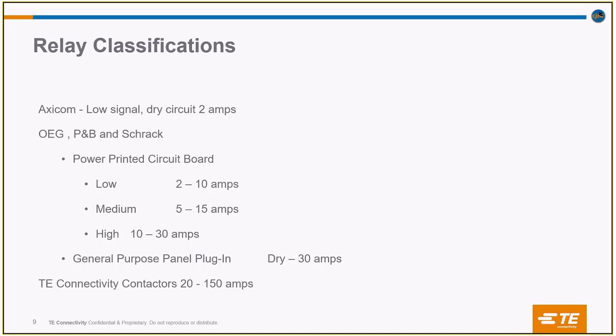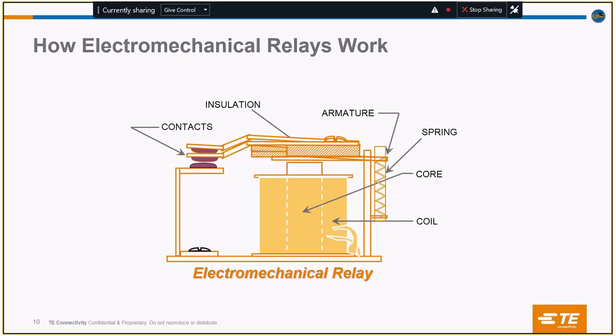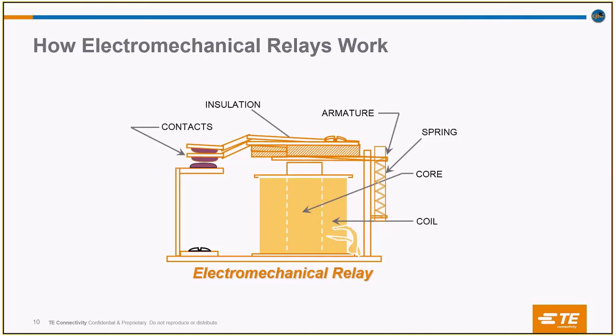We also have the general purpose panel plug-in, the dry 30 amps, and the contactors, which is 20 to 150 amps. So what do we offer? We offer current carrying capacity from 20 to 150 amps. The contactors carry higher current. Before we go into how an electromechanical relay works, the electromechanical relay has contacts, insulation, armature, spring, the core and the coil. We are going to go one by one through all the components.